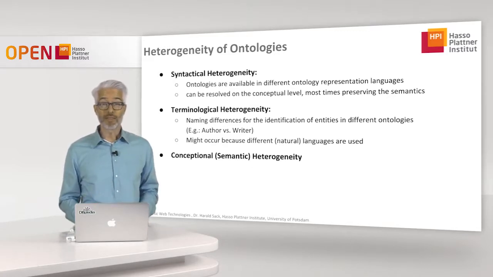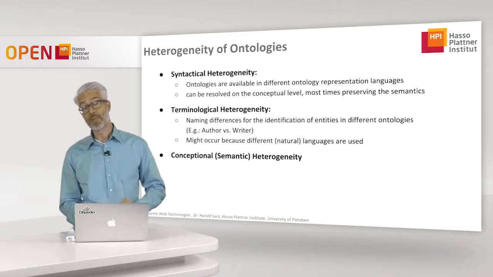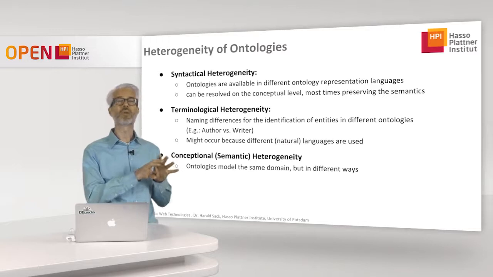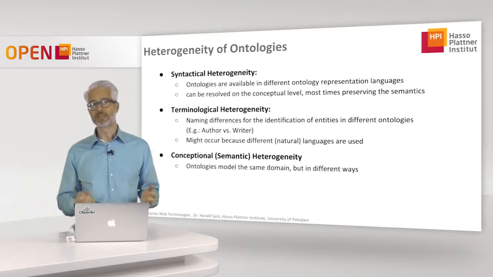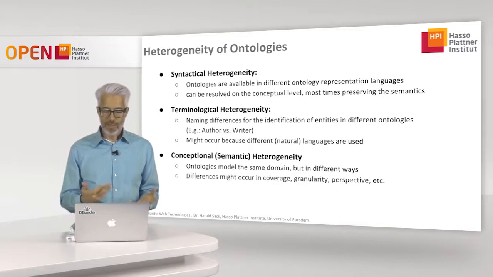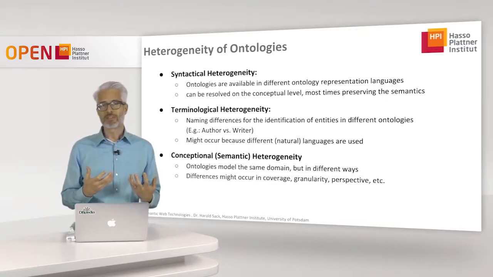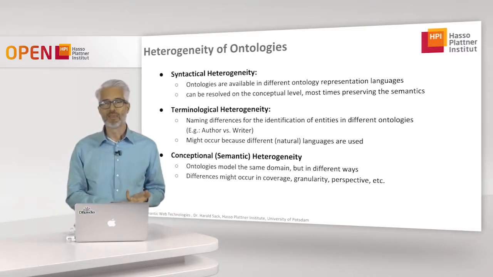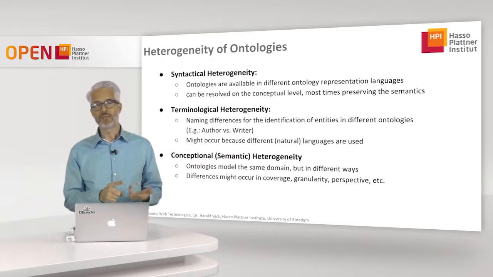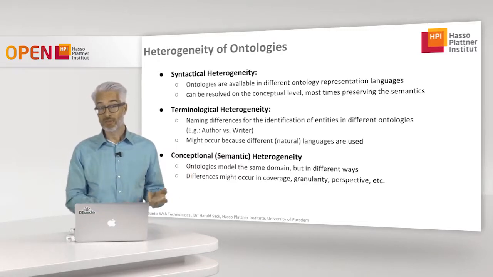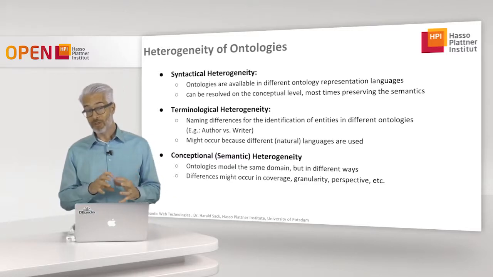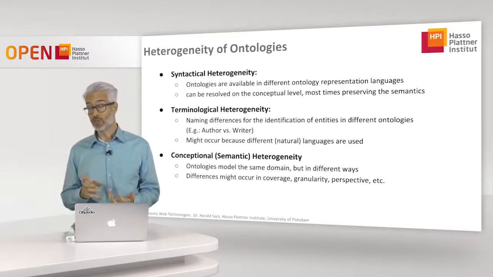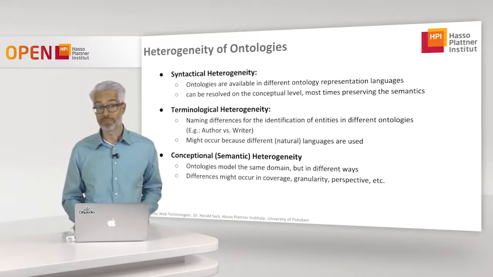It's getting more complicated if you are going to the conceptual, to the semantic level, and if you look at differences there. This means ontologies model the same domain, but they model it in a different way. And of course, this might be really difficult because these two ontologies might have a different coverage, they might have a different granularity, they might represent the domain from different perspectives. So therefore, both ontologies might represent the same domain, but they are structured in a completely different way, and therefore you have to find a mapping for them.